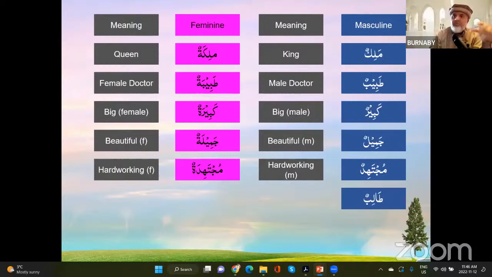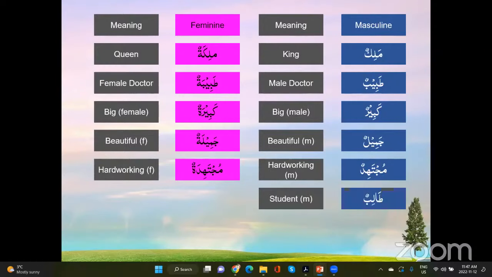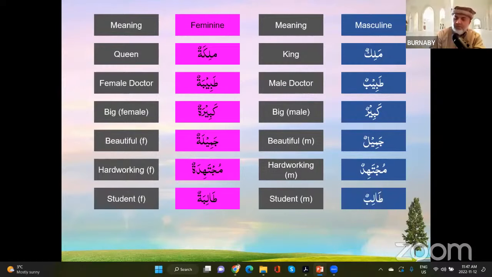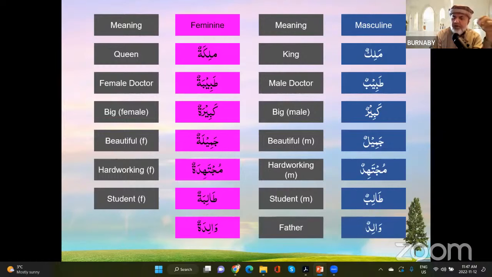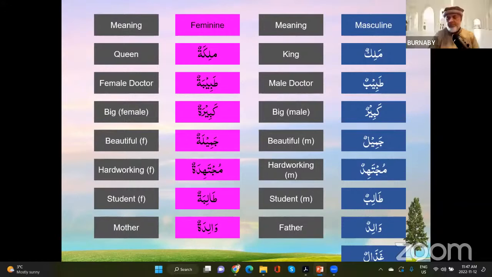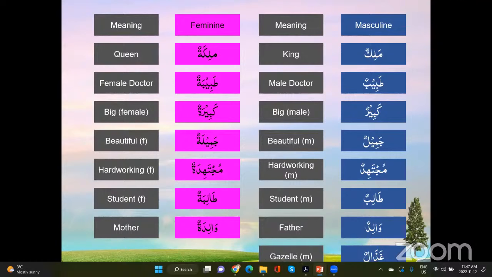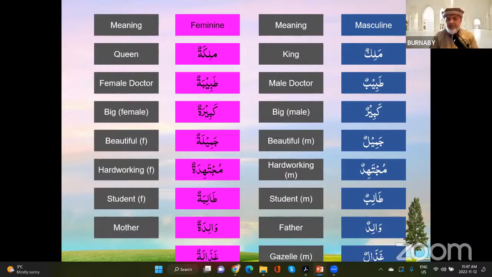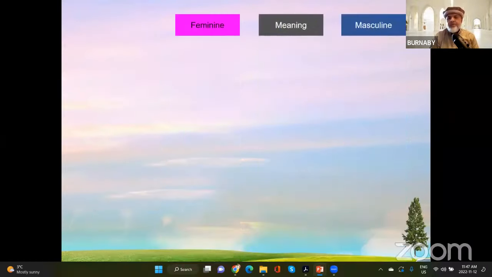Okay. Talibun. Talibun means a student, a male student. Talibatun, a female student. Walidun, father. And walidatun, mother. Another word for mother is ummatun or ummun. Ghazalun. What is a ghazalun? Cow, calf? No, a deer. A male deer, and a female deer will be ghazalatun. Okay. Look at this one.